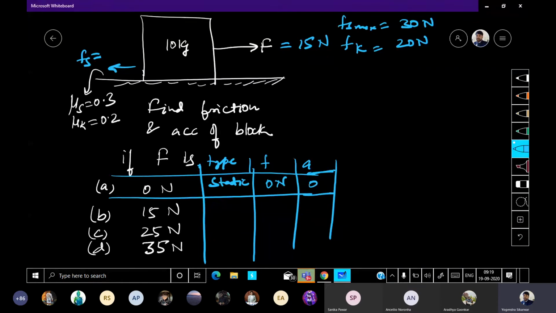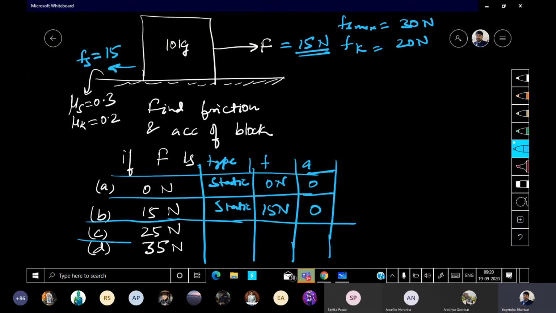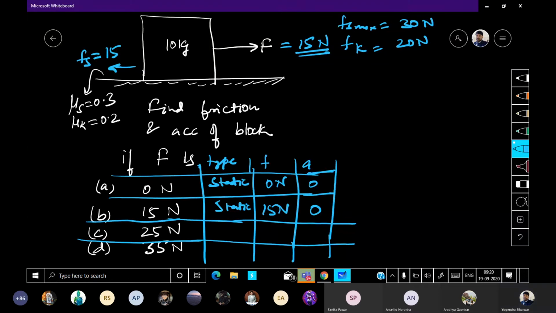Okay, how much can we spend to stop the block? Static friction says 30 Newton. Okay, apply 15. Block should not move. So when you have applied 15 Newton towards the right, friction will still be static, and friction this time will be 15 Newton, and acceleration this time also will be 0, and the block will not move. All right.